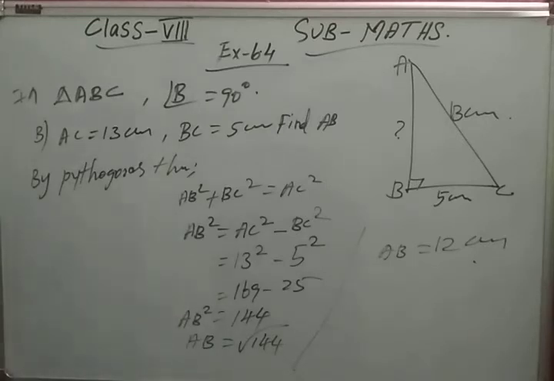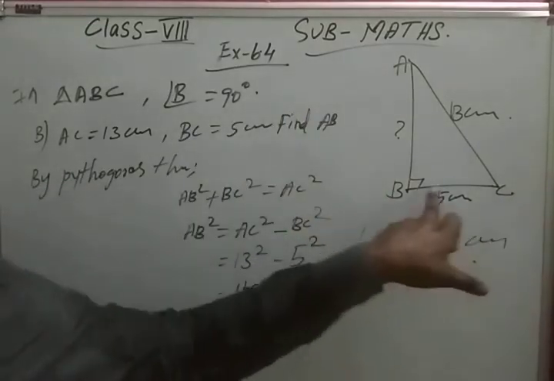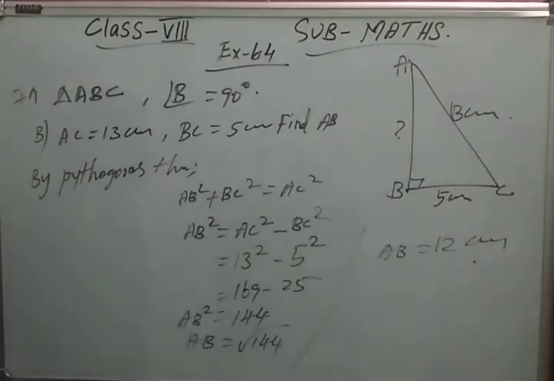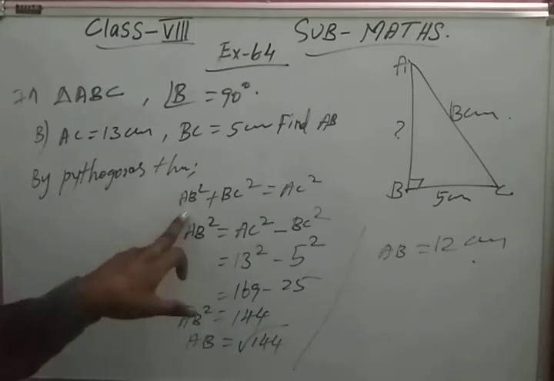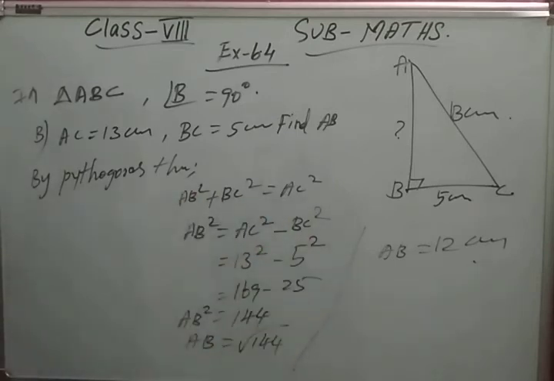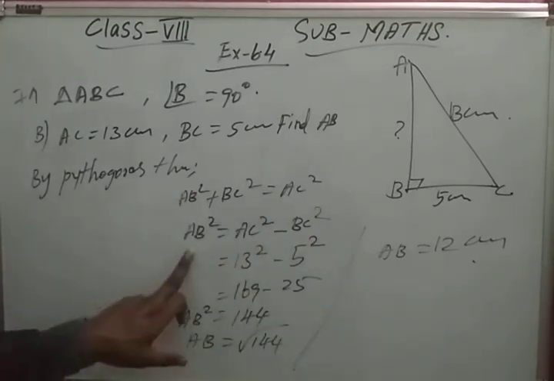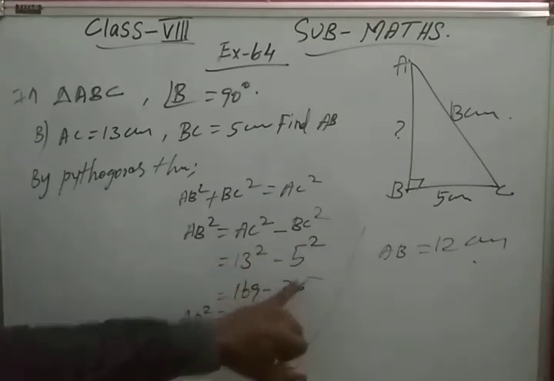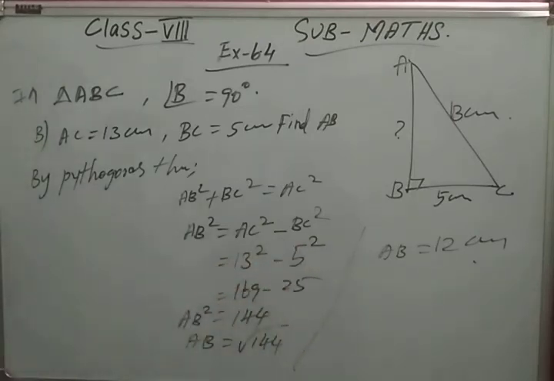Just we have used the same method. B is 90 degree, AC value they have given 13 centimeter, BC value they have given 5 centimeter. They ask you to find out the AB value. So by the Pythagoras theorem, AB square plus BC square is equal to AC square. Since we are finding AB value, you keep it on the left hand side and other values you can take to the right hand side. AC square minus BC square, 13 square minus 5 square, 169 minus 25 is equal to 144. If we take the root value of 144, you will get the value 12 centimeter.